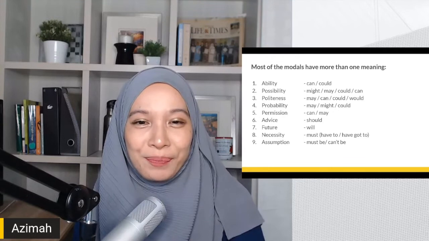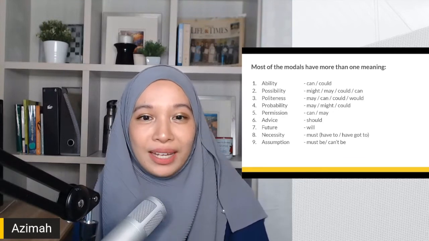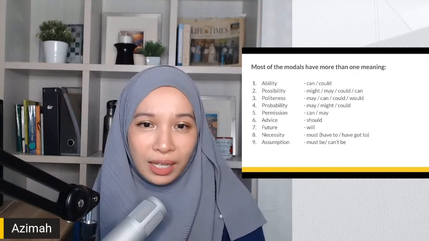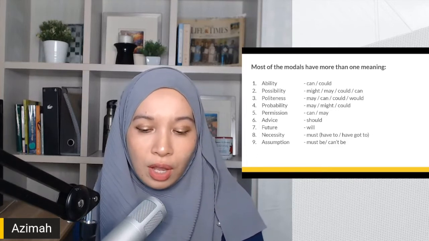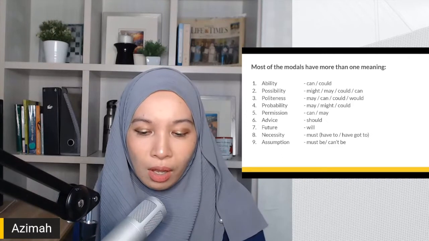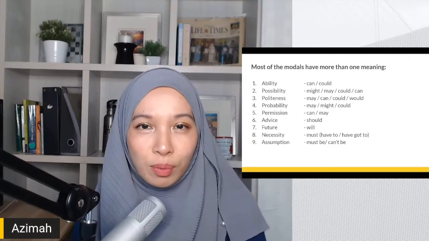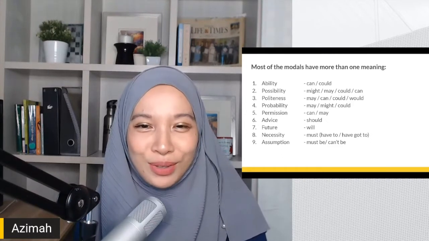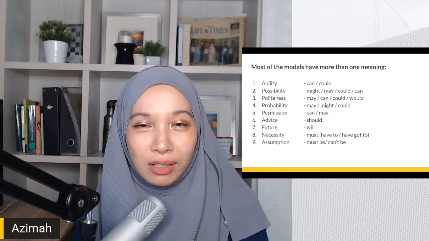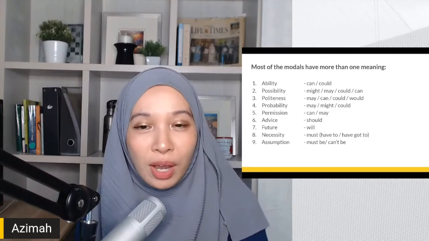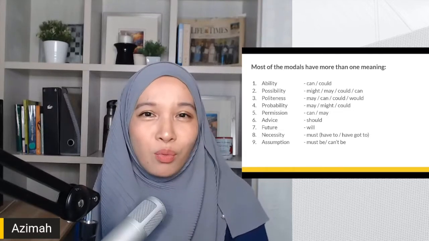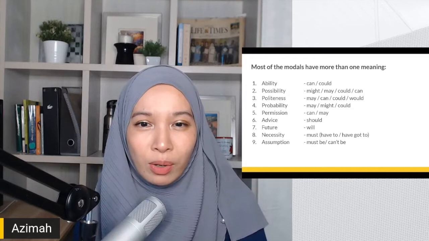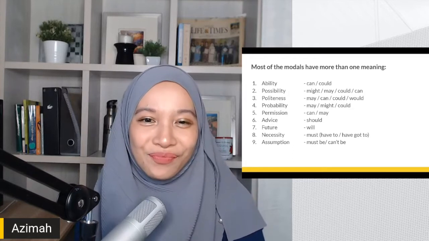Okay. Number 6 is advice. For advice, you can use the modal verb should. For example, you should wash your hands with soap, right? You should wash your hands with soap. Or you should knock on the door before you come in. You're just giving them advice. Sometimes it's something we say to little children when we use should, right?